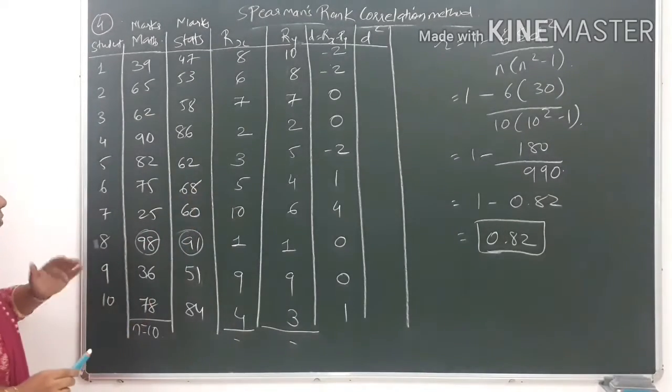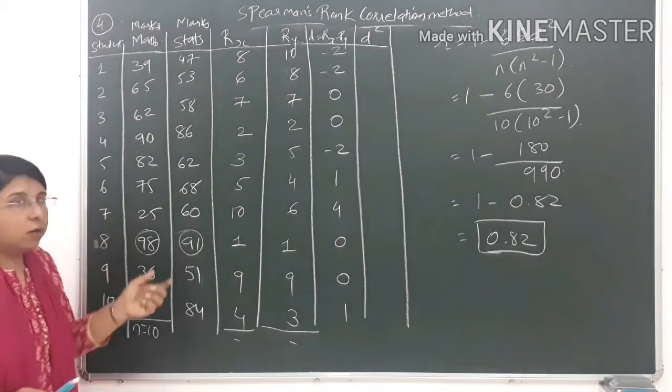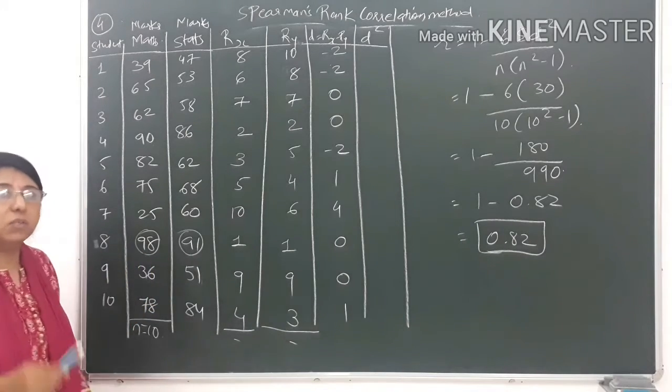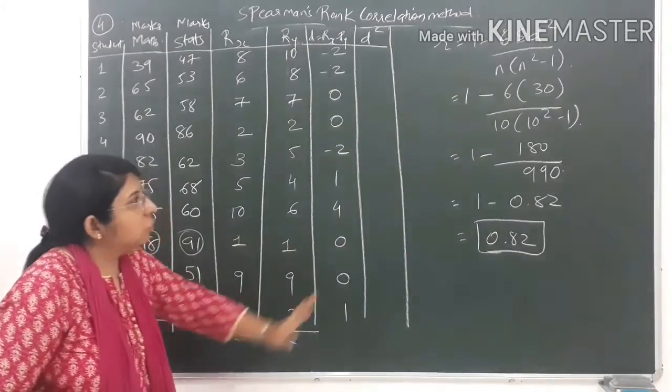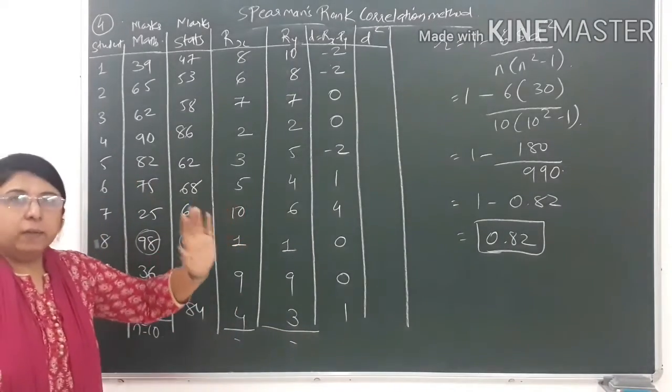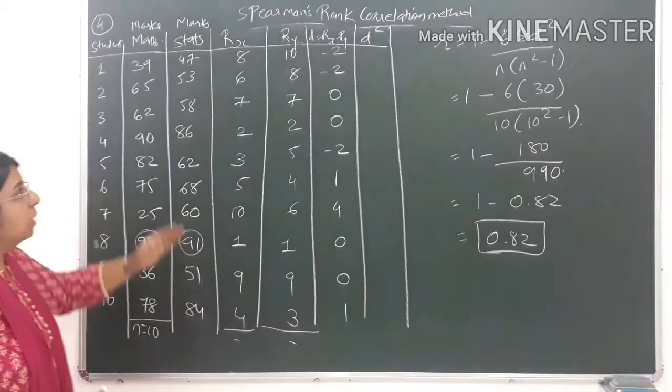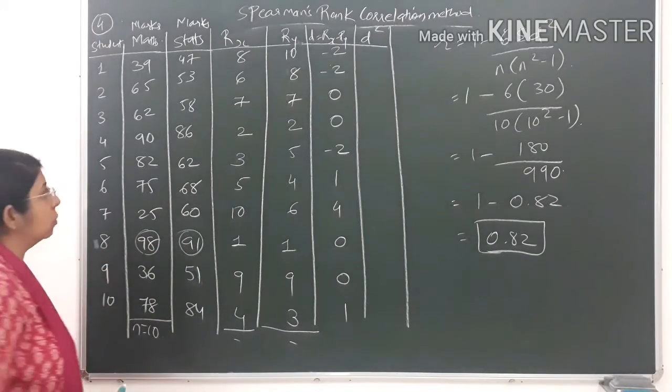You don't have to make mistakes. See that none of the marks is left out in between, and that you don't make a mistake in ranking the students. If you make a mistake in ranking, then the entire calculation will go wrong. Even though you have applied the correct formula, your answer of the correlation coefficient will come wrong. So be careful in giving the ranks.